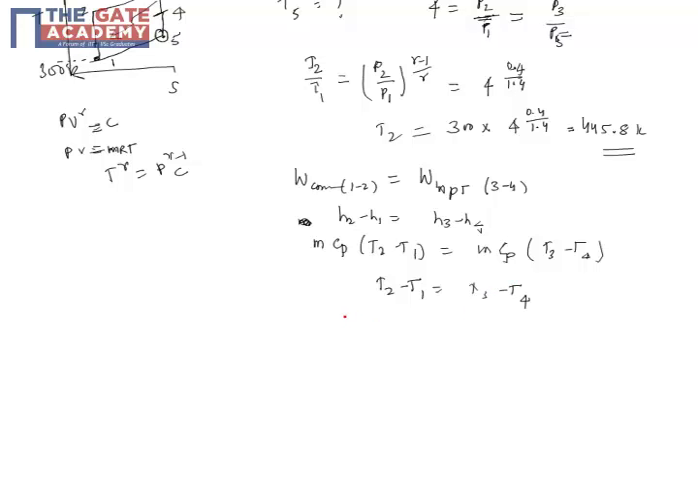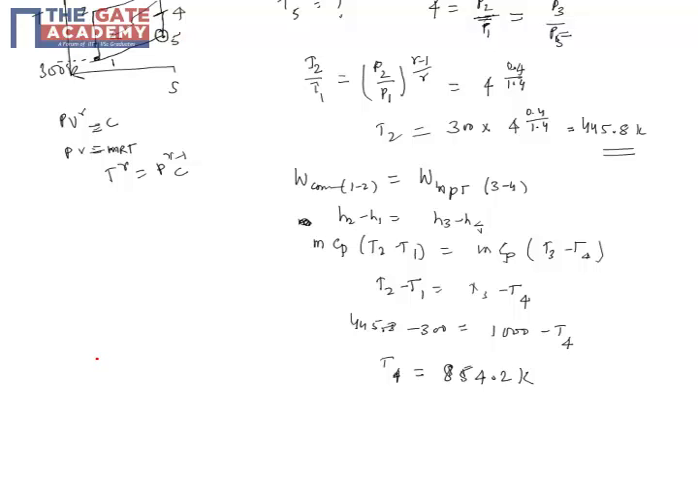Okay, so we know T2, we just got 440.8. 440.8 minus 300 is equal to T3, which is 1000, minus T4. So from this we get T4 as 1000 minus 440.8 plus 300. So we get T4 as 854.2 Kelvin. Once we got T4, we need to find out T5, remember that.